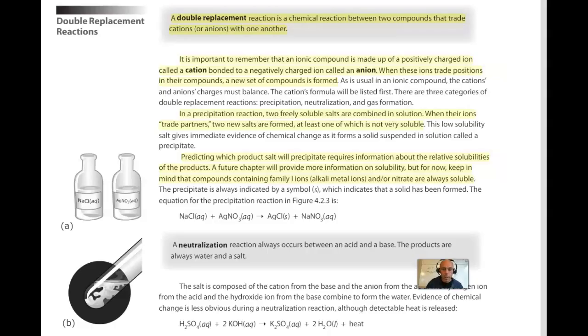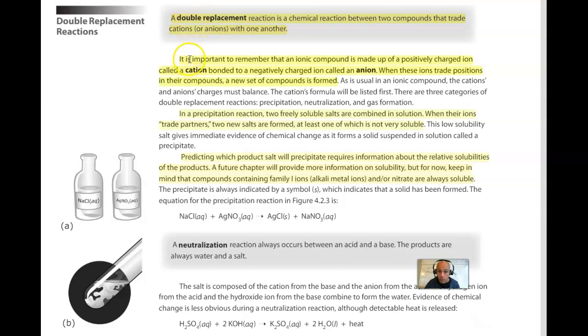I have flipped my page. I'm now on page 180 of the ebook, and we're looking at this section titled Double Replacement Reactions. A double replacement reaction is a chemical reaction between two compounds. They will both be ionic that trade cations. We picture the cations trading places. We could picture the anions trading places. The same thing would happen, but I just picture the cations trading places.